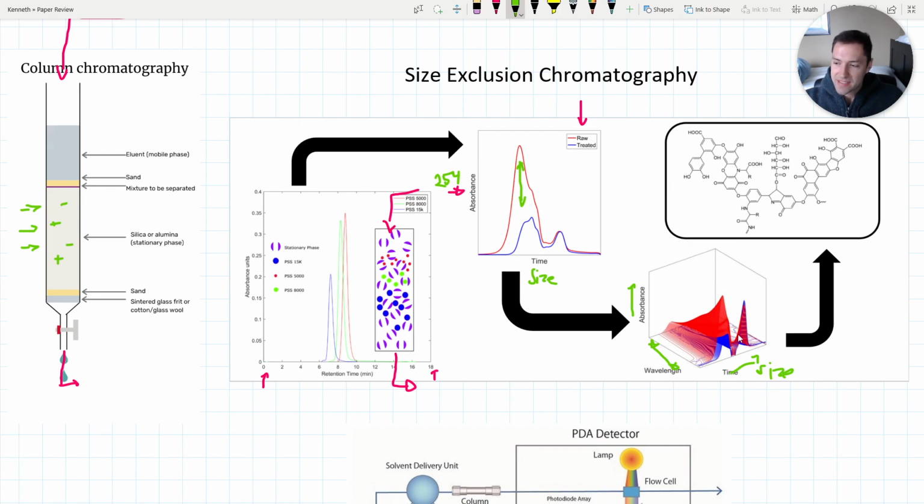And because of this, we can characterize the water samples and say, well, based on all these properties, we can make the assumption that the compound looks like this.